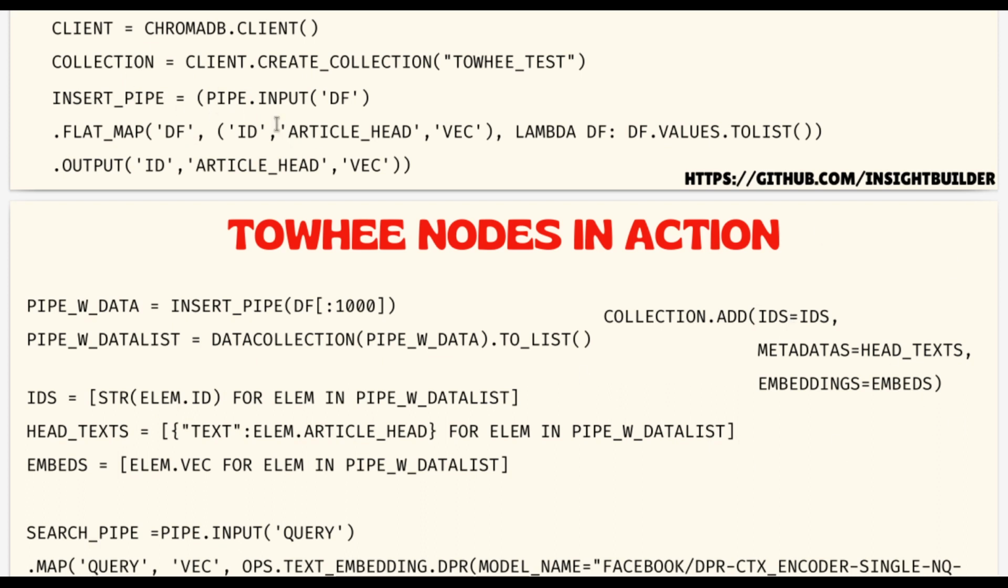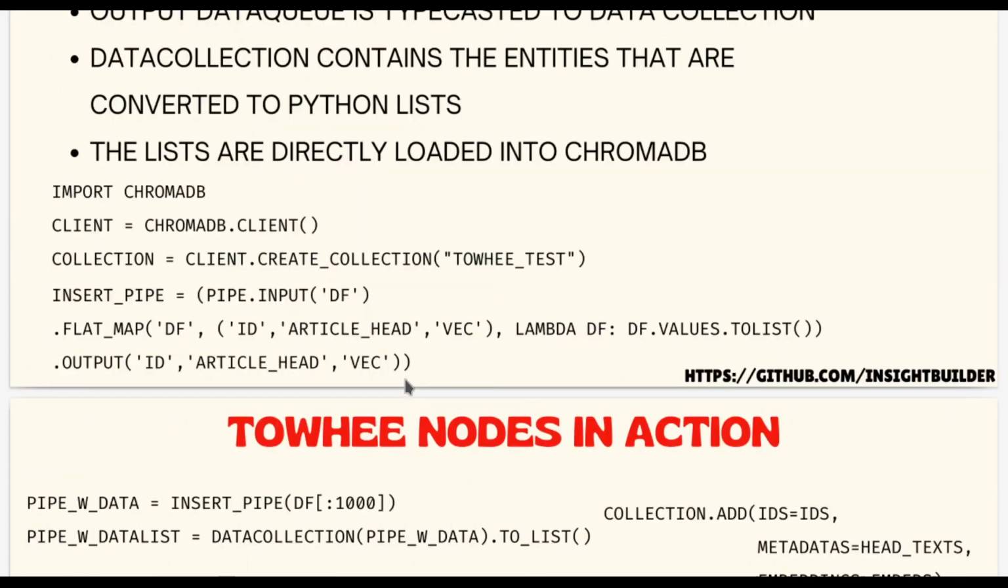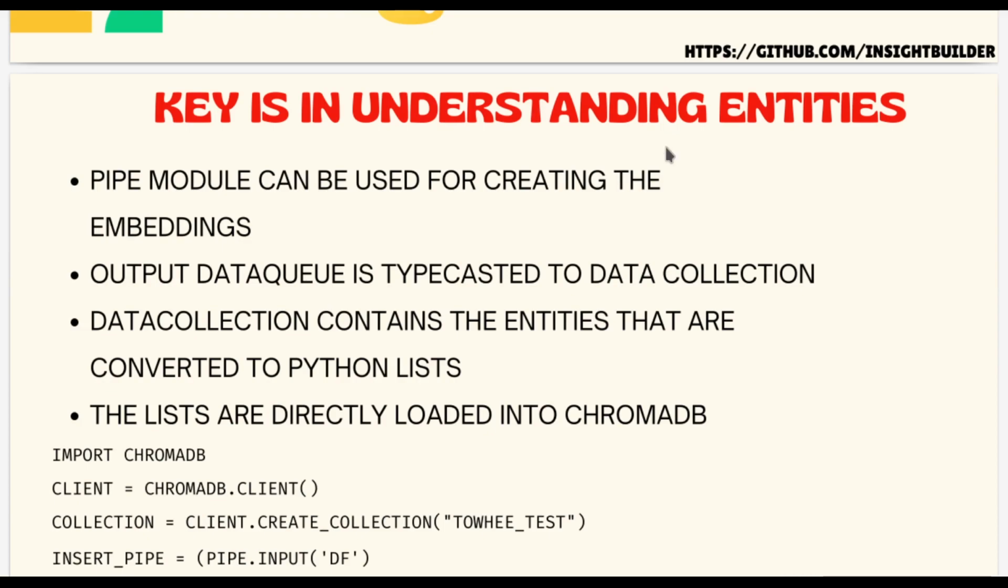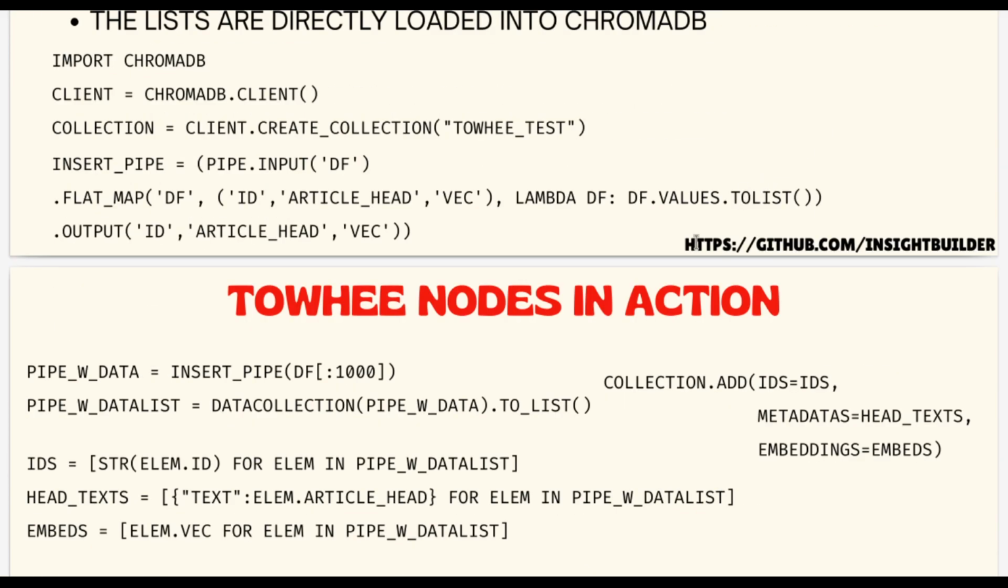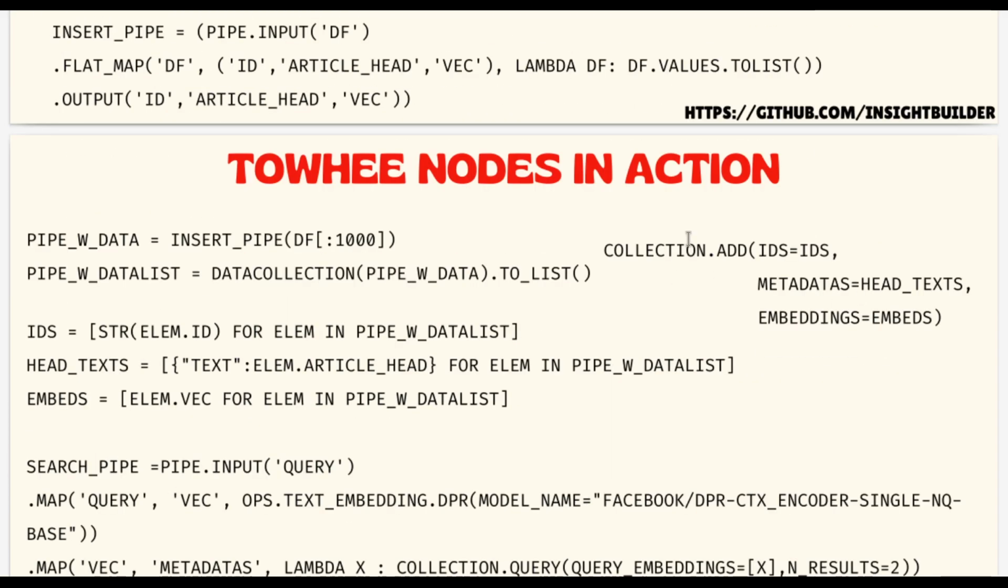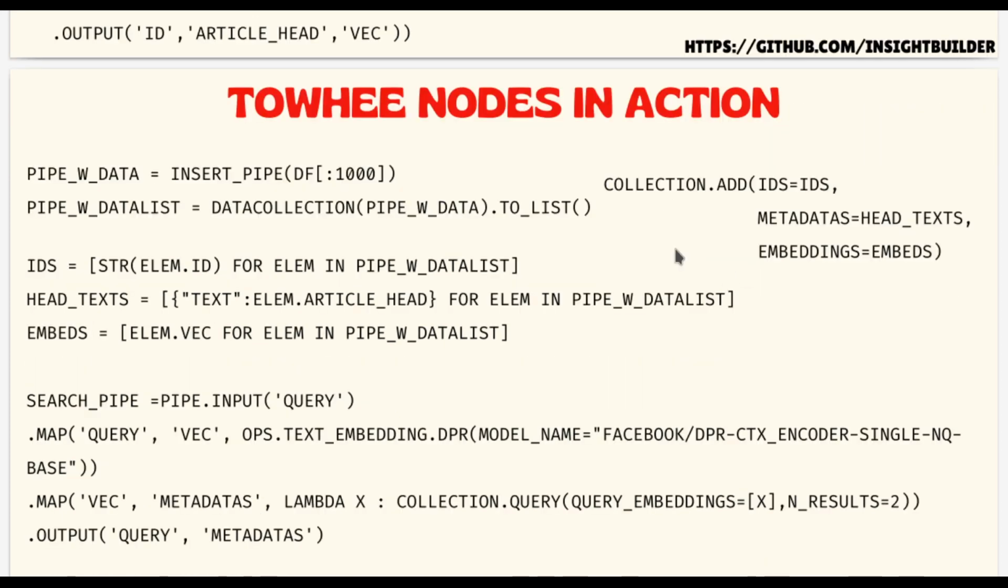We are actually taking the embeddings that are already available with us. This vec column that you see is already an embedding. I will show you the data frame. So at that time, how will you input? You have to use the embeddings argument and then send this value. This is the key concept that I was telling you. The reason why I said understanding entities is key is that. Once you add it into the collection, you can query it using the query method.